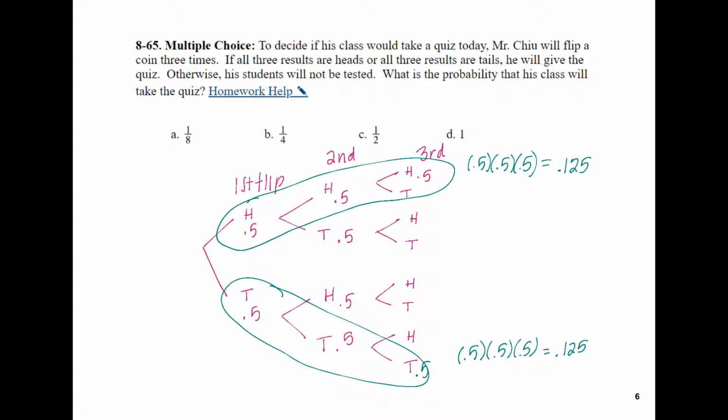So we need to take the probability of flipping tails 3 times and the probability of flipping heads 3 times and add those together. So if we have 0.125 plus 0.125, that gives us 0.25, which is a 1 in 4 chance that they will take the quiz.